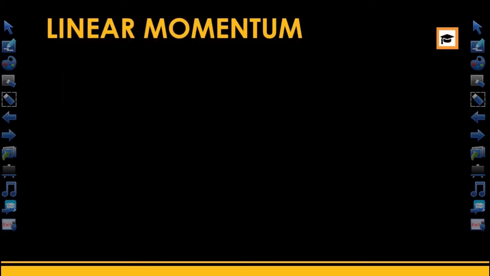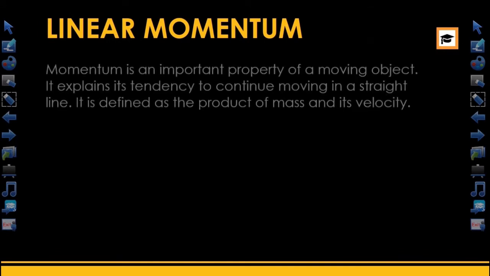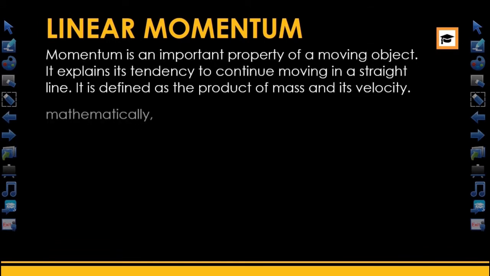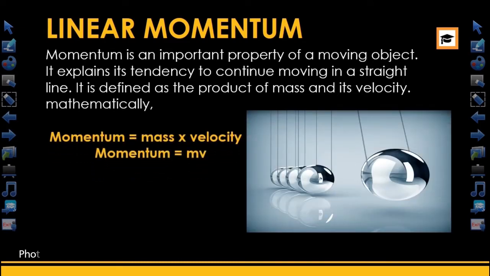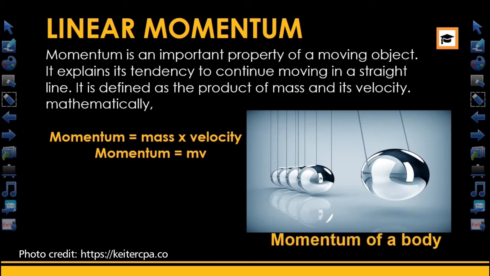Now let's talk about the concept of linear momentum. Momentum is an important property of a moving object because it explains its tendency to continue to move on a straight line. By definition, momentum is defined as the product of mass and its velocity. Mathematically, M is equal to mass times velocity.